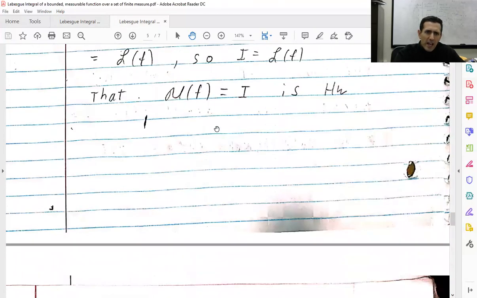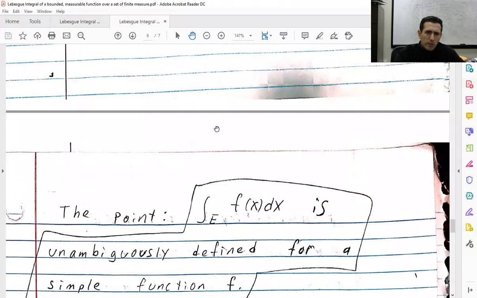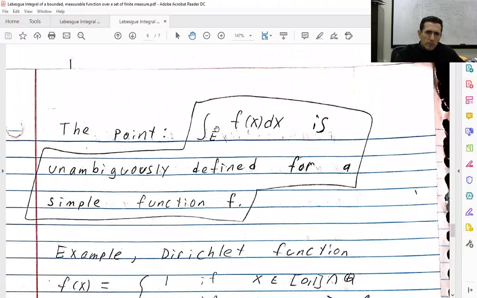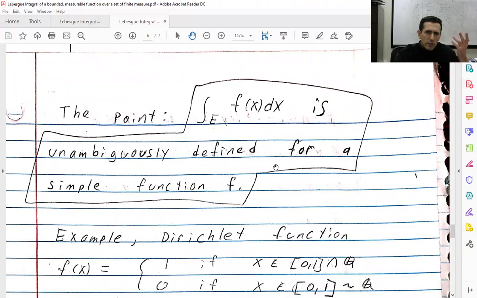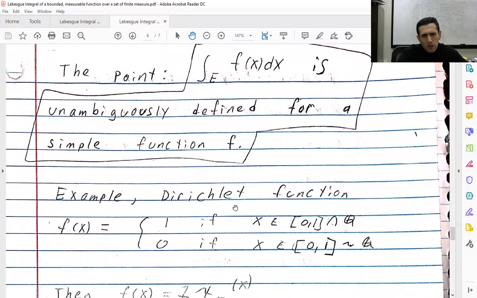Okay, so I want to end with a very important result. Actually, before I do that, I want to just go through an example. And again, I'm just reminding you here that the point of this proposition is that this is unambiguously defined for a simple function. Okay. So let's just do an example here.